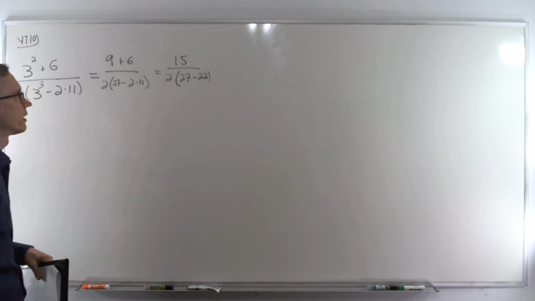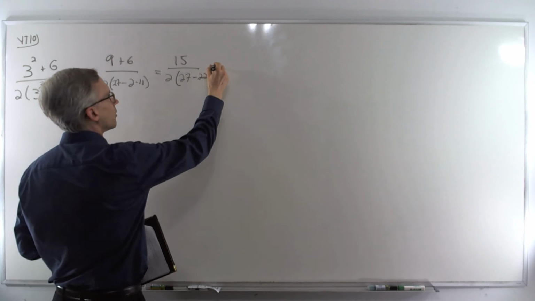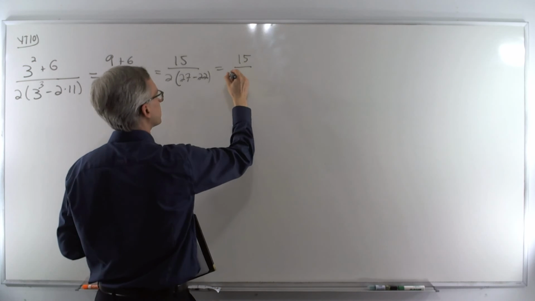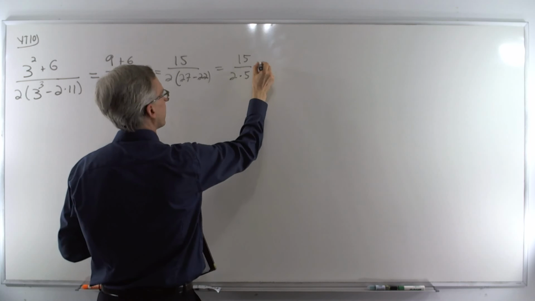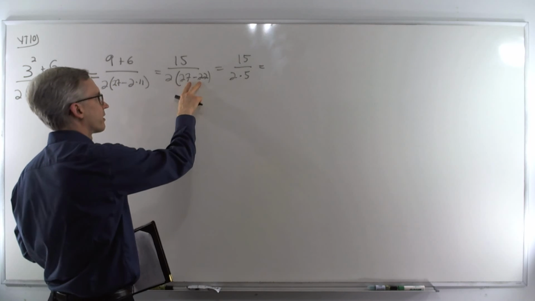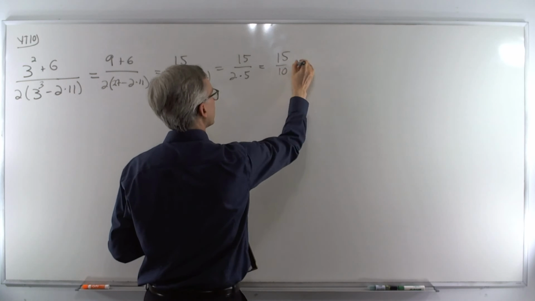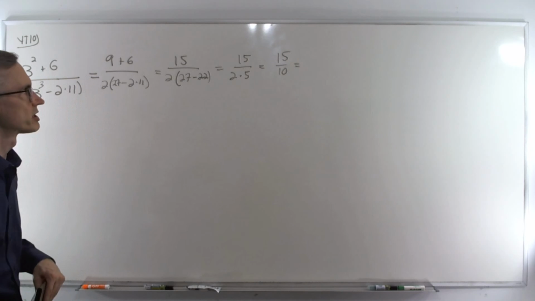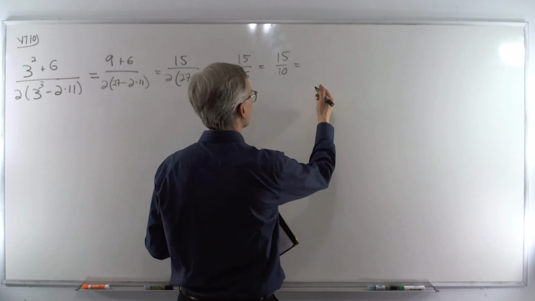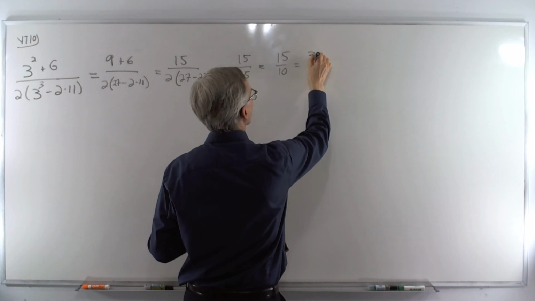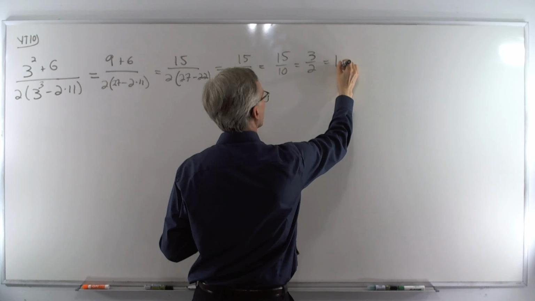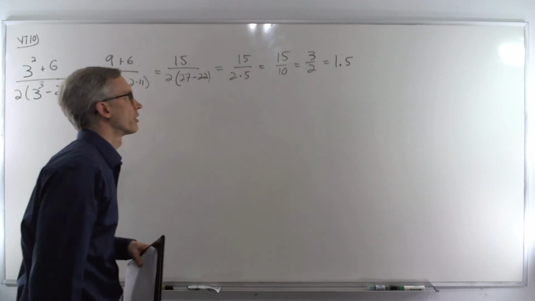And multiply to get 22 there. All right, now still 15 on top. 2 times 5 on the bottom. We finish off the parentheses. And that gives us 15 over 10. And then we can reduce this fraction or divide to get a decimal, so it's either 3 halves or 1.5, whichever you need.